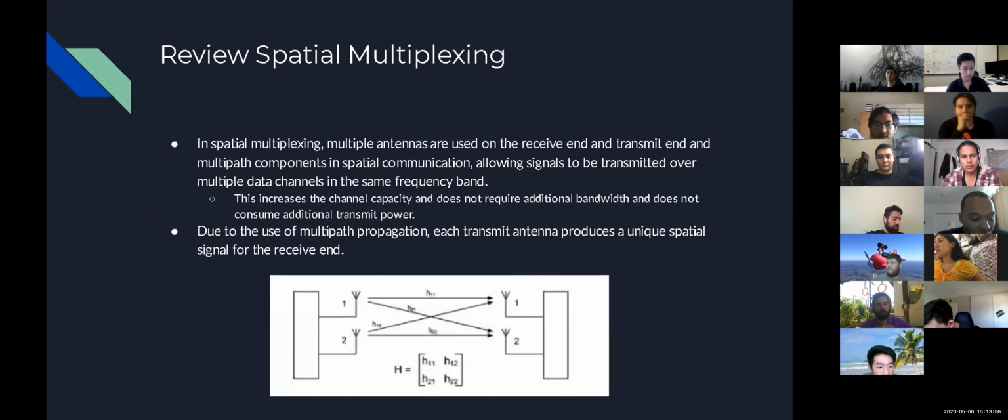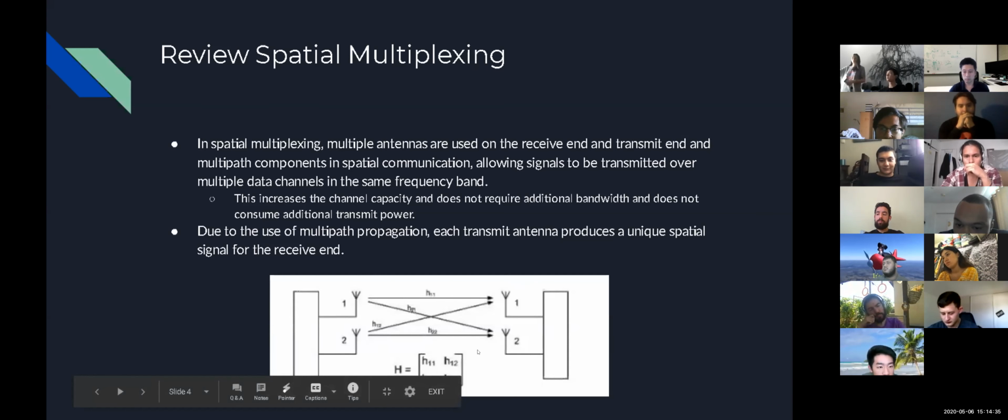So a quick review of the spatial multiplexing. In spatial multiplexing, they use multiple antennas on the receiver and transmitter side, which allows for multipath components in spatial communications, which allows signals to be transmitted over multiple data channels in the same frequency band. As a result, it increases channel capacity and does not require additional bandwidth or transmit power. And then due to multipath propagation, each transmit antenna produces a unique spatial signal for the receive end. And this, you can illustrate on this picture.